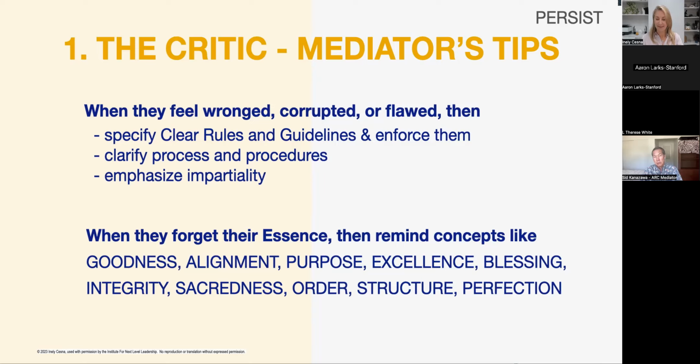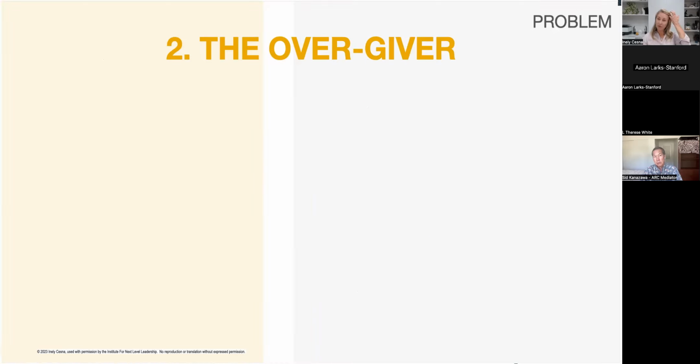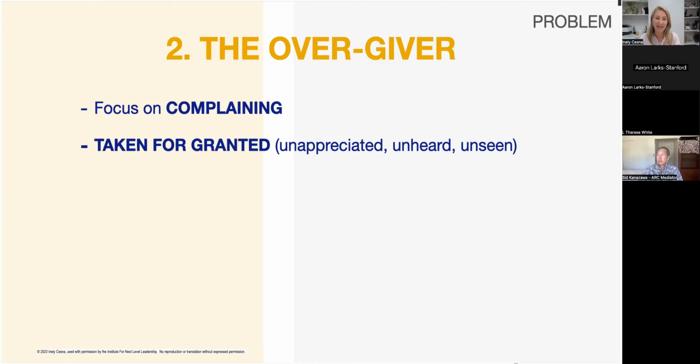Okay, number two is the overgiver. The problem with the overgiver is that it focuses on complaining. It's someone that is complaining. It feels that I've been taken for granted here. I'm unappreciated, unheard, unseen, unloved. Nobody loves me, even though I've done so much. So I start being manipulative because I'm giving in order to receive.